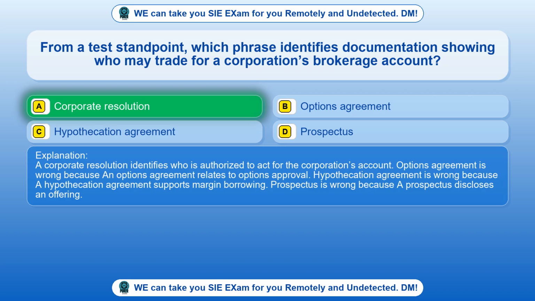A corporate resolution identifies who is authorized to act for the corporation's account. Options agreement is wrong because an options agreement relates to options approval. Hypothecation agreement is wrong because a hypothecation agreement supports margin borrowing. Prospectus is wrong because a prospectus discloses an offering.